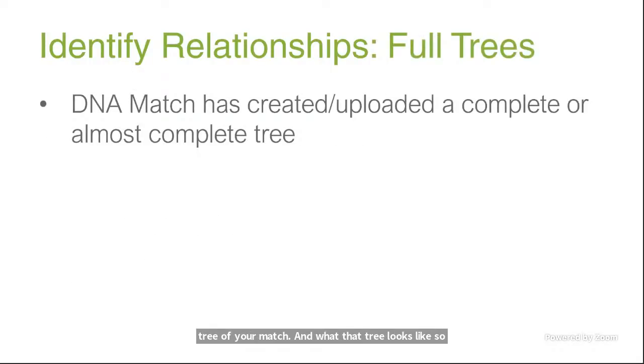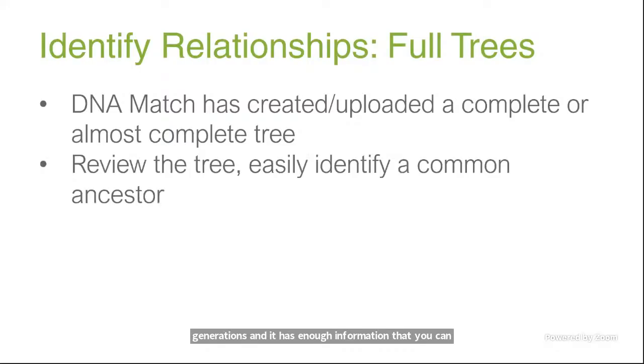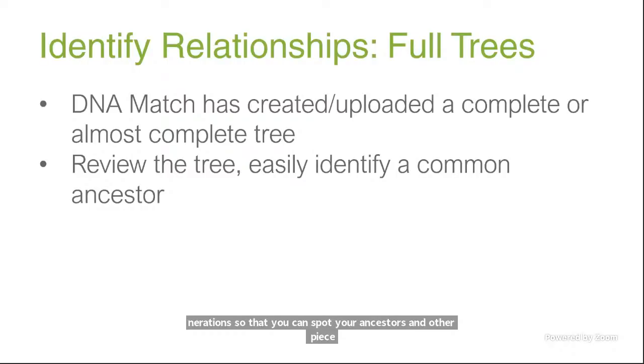So with full trees, usually the match has either created or uploaded a pretty complete tree. And complete just means it goes back several generations and it has enough information that you can spot the common ancestor without too much difficulty. So you just review their tree and find the common ancestor. Say, oh, I recognize them because I know they're in my tree. Again, you need to know your own tree. So that's one of your first steps, is to make sure you've built out your tree for 5 to 7 generations so that you can spot your ancestors in other people's trees.